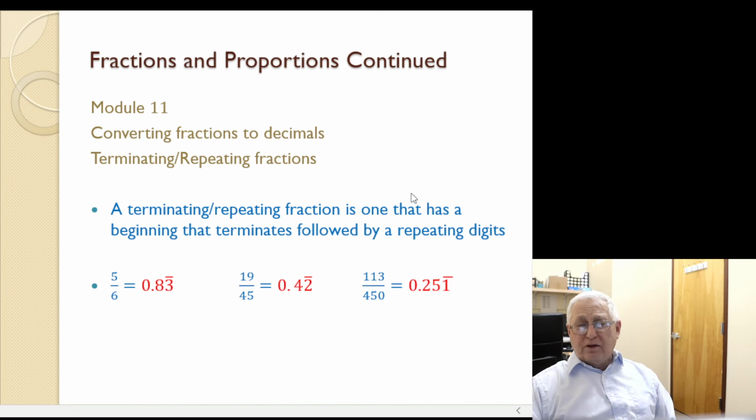A terminating repeating fraction is one that has a beginning that terminates, followed by repeating digits. For example, 5/6 is an example. It gives us 0.8 terminating, but the 3, bar 3, that 3 goes on and on forever. 19/45 equals 0.4 bar 2, the 2s go on forever. And here 1/13, 4/50 equals 0.25 terminates at 25, but 1 bar 1, that 1 goes on and on forever.